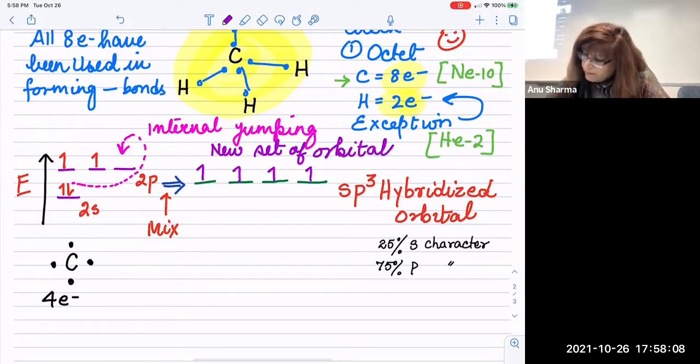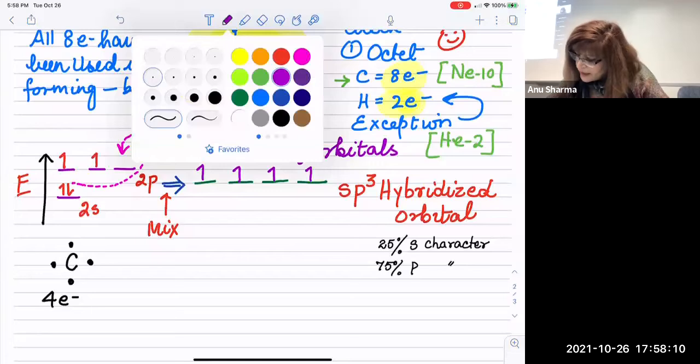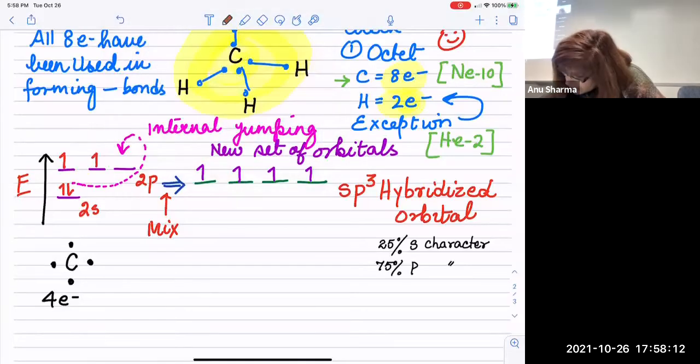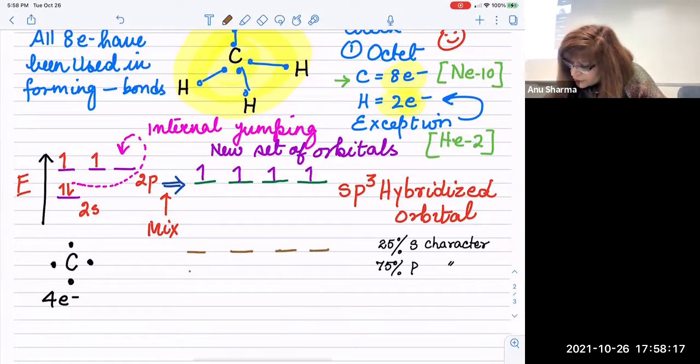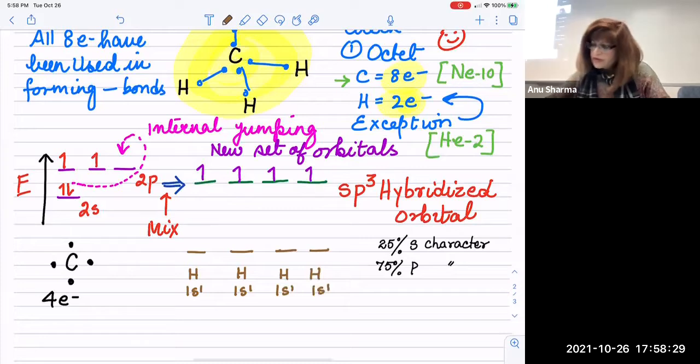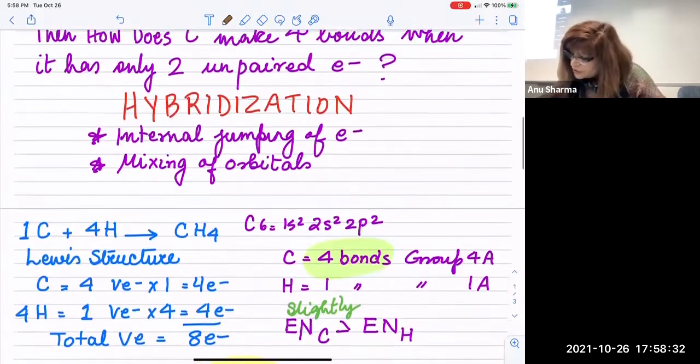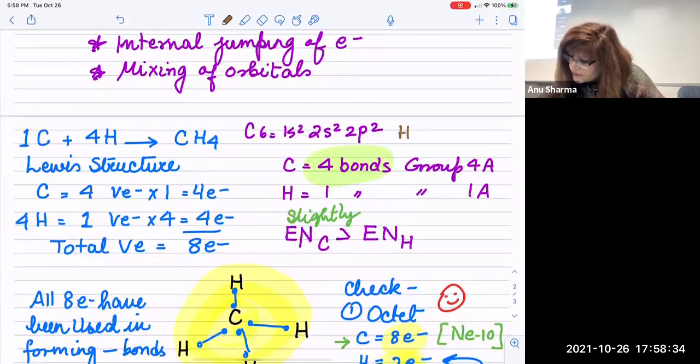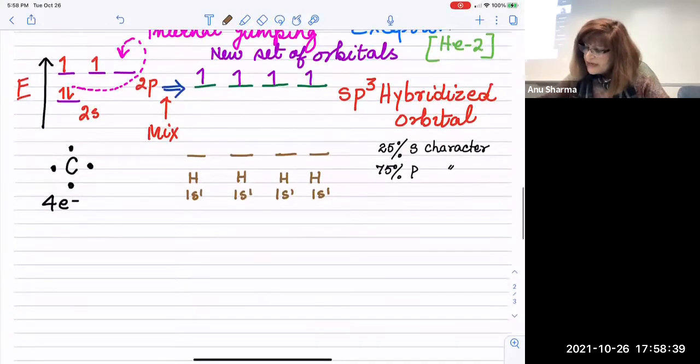And here now comes hydrogen. So 4 hydrogens: 1, 2, 3, and 4. One hydrogen is bringing 1s1, another hydrogen is 1s1, the third hydrogen is 1s1. That's the electronic configuration of hydrogen, right? Hydrogen has one electron, so it is 1s1. So each of the hydrogens has only one electron.